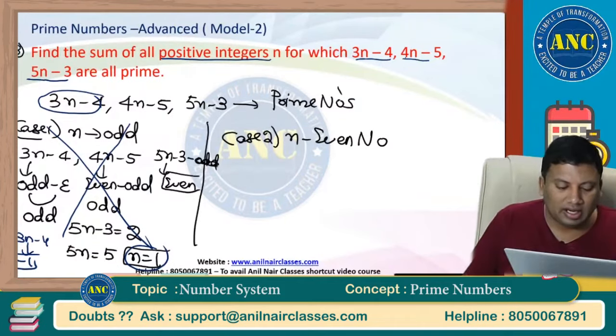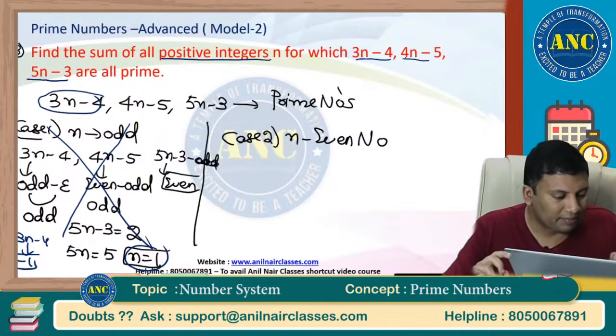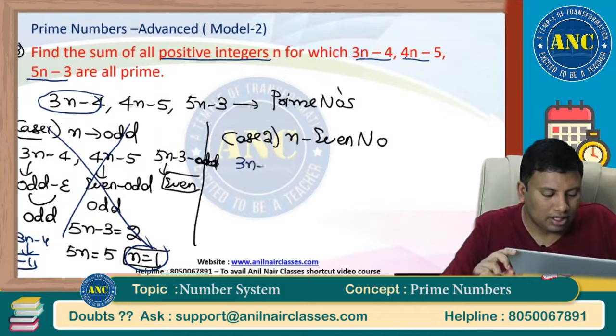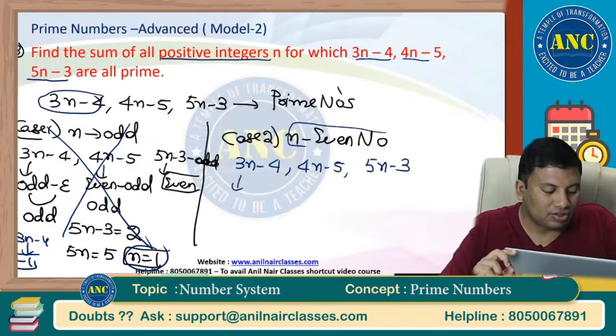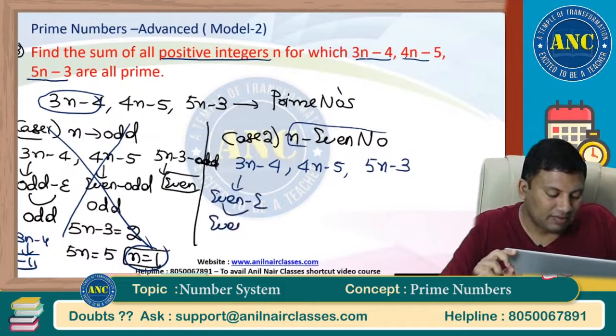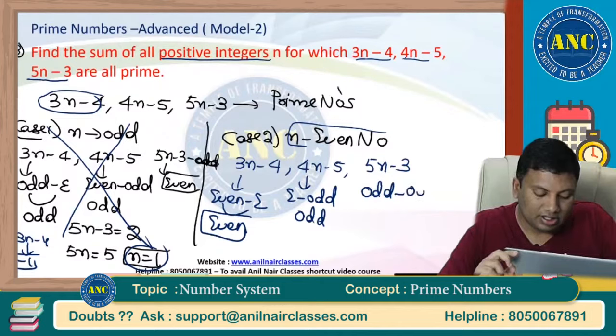Case number 2. N is an even number. So if n is an even number, now if you see here, these 3n minus 4, 4n minus 5, 5n minus 3. N is an even number. Even into odd, even number. 4 is an even number. Even minus even, it is even. Even into even number, even. Even minus 5, it is an odd number. Even into 5, even. 3 is also an odd number. Even minus odd, it is odd.